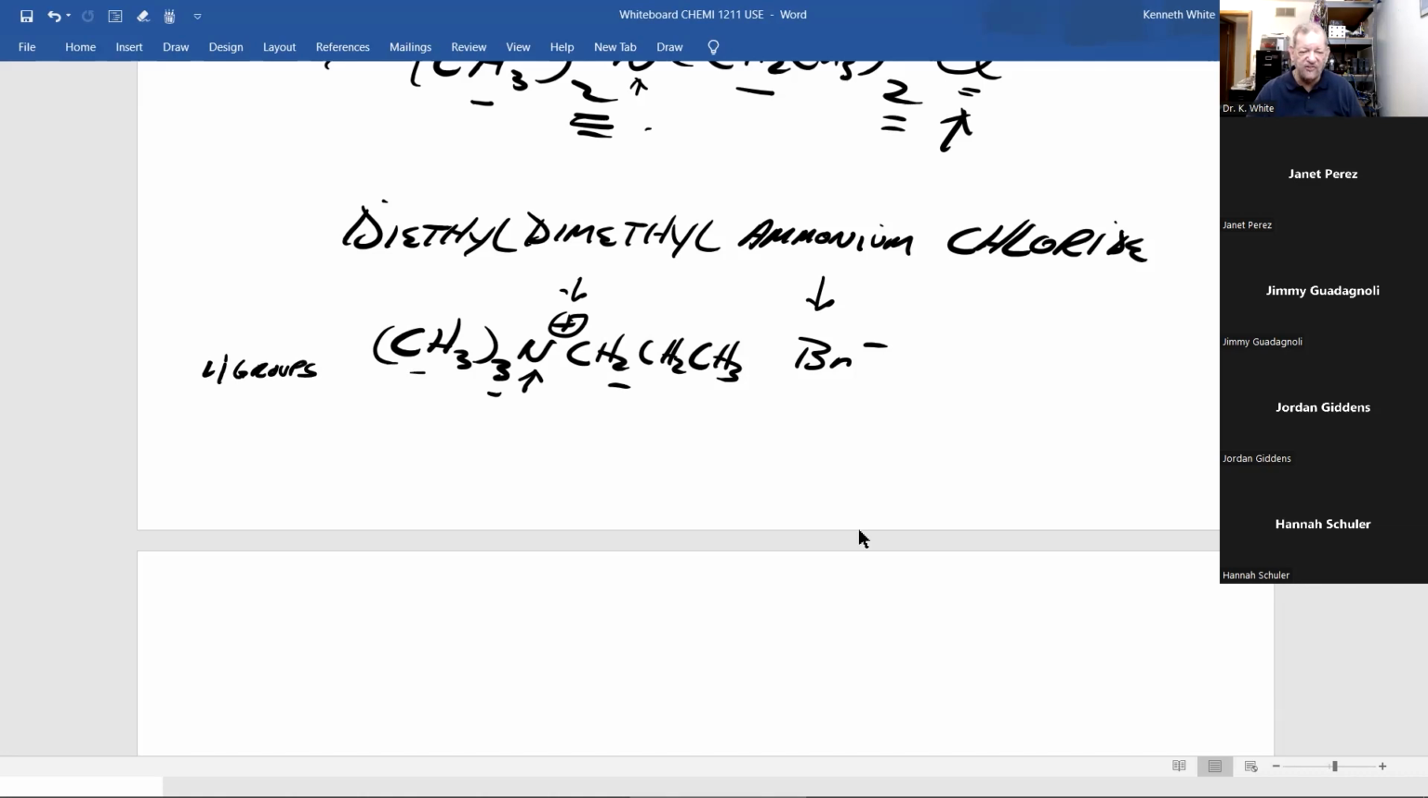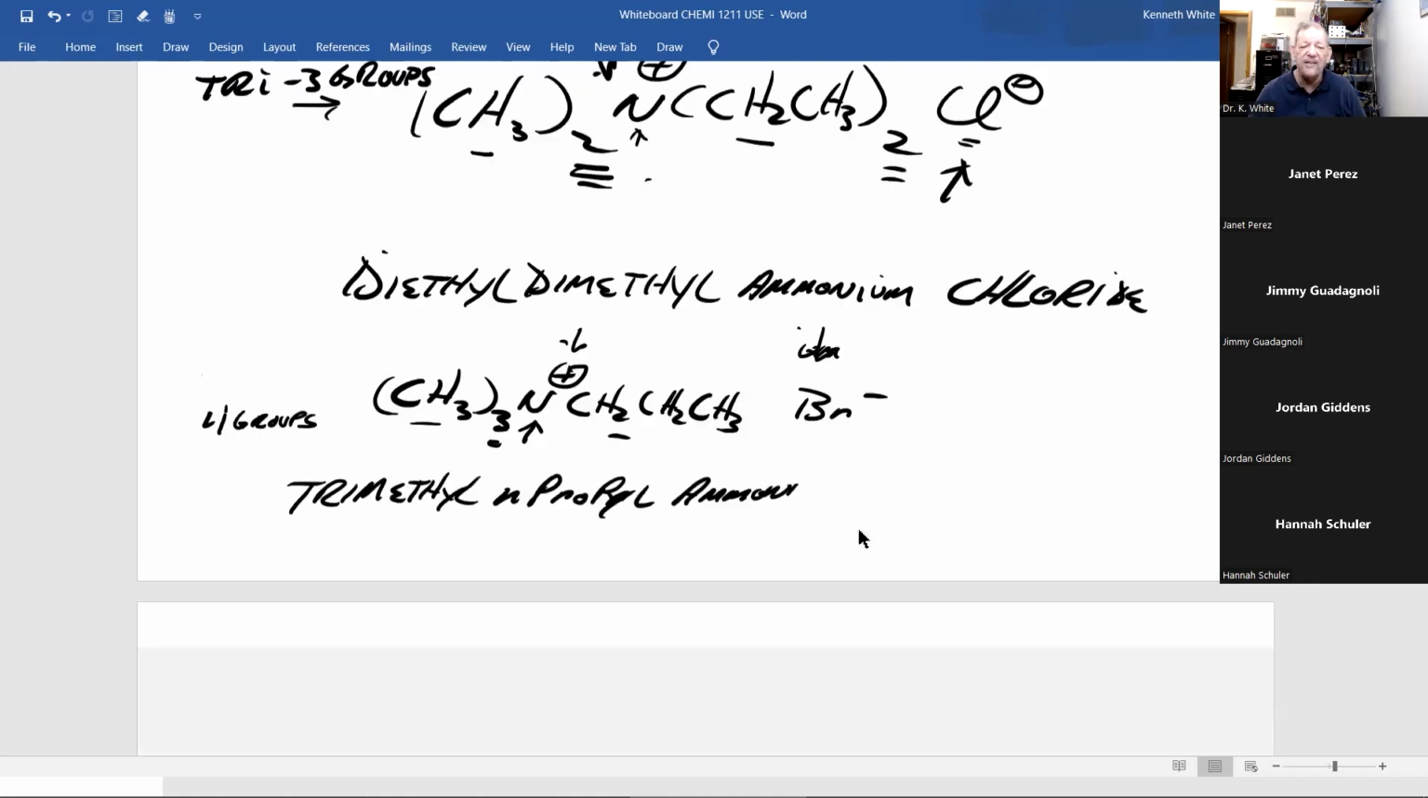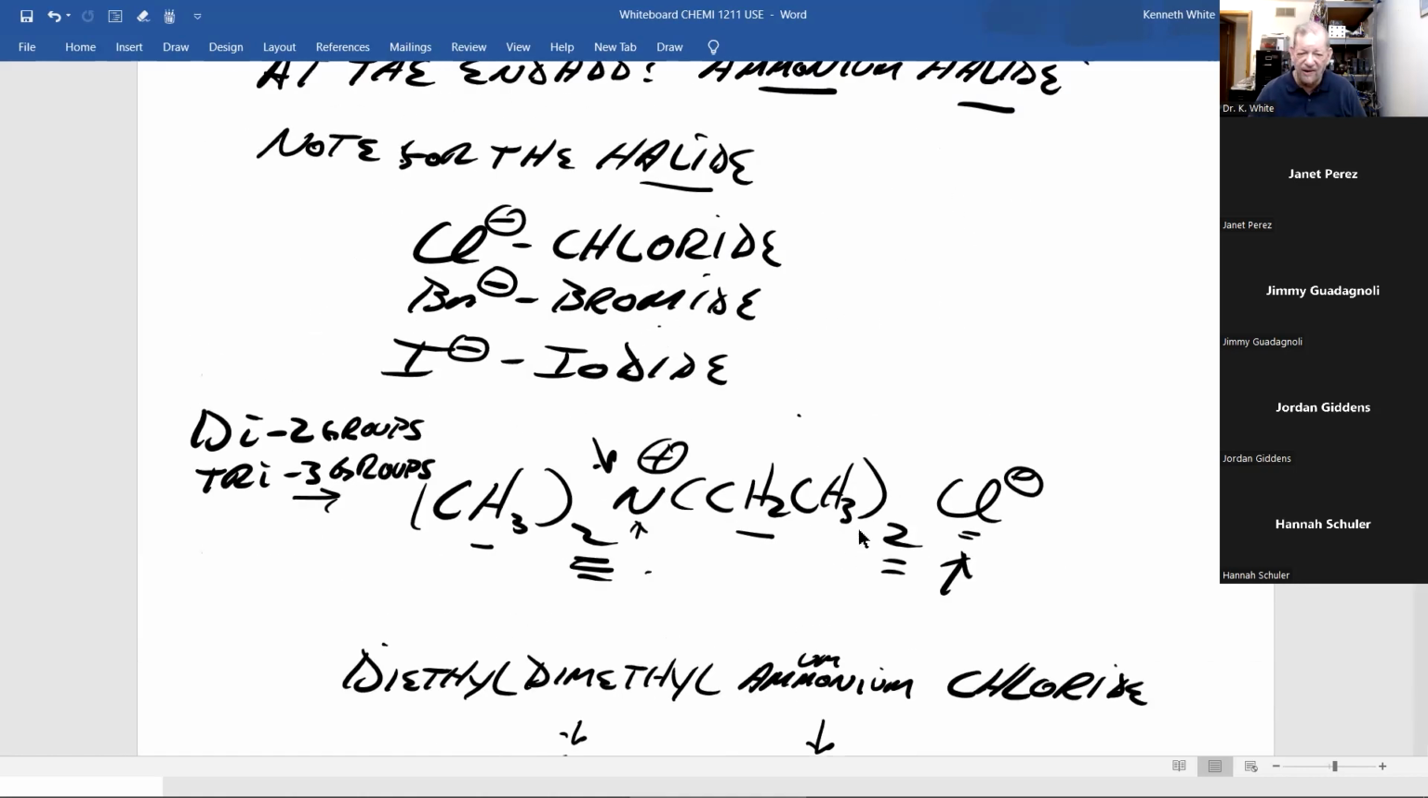So notice I have CH3, methyl, 3, that's trimethyl. N-propyl, and it can be any order. You could put the N-propyl first. Ammonium, because that's what you put for a quaternary ammonium salt. And then Br- is bromide.